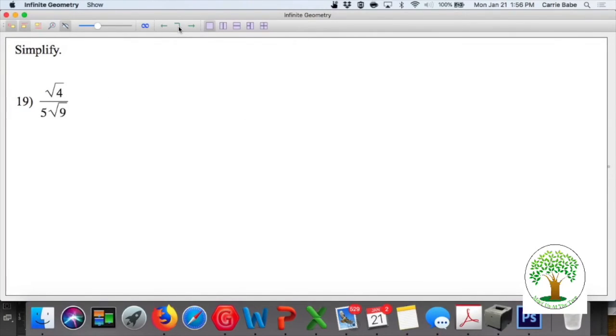All right, now we're going to rationalize the denominator. But before you do that, don't do anything yet, because sometimes the problem that says rationalize the denominator is actually not one that needs it. Look at it first, because that square root of 9 and that square root of 4 are already perfect square roots. You might not need to rationalize the denominator.